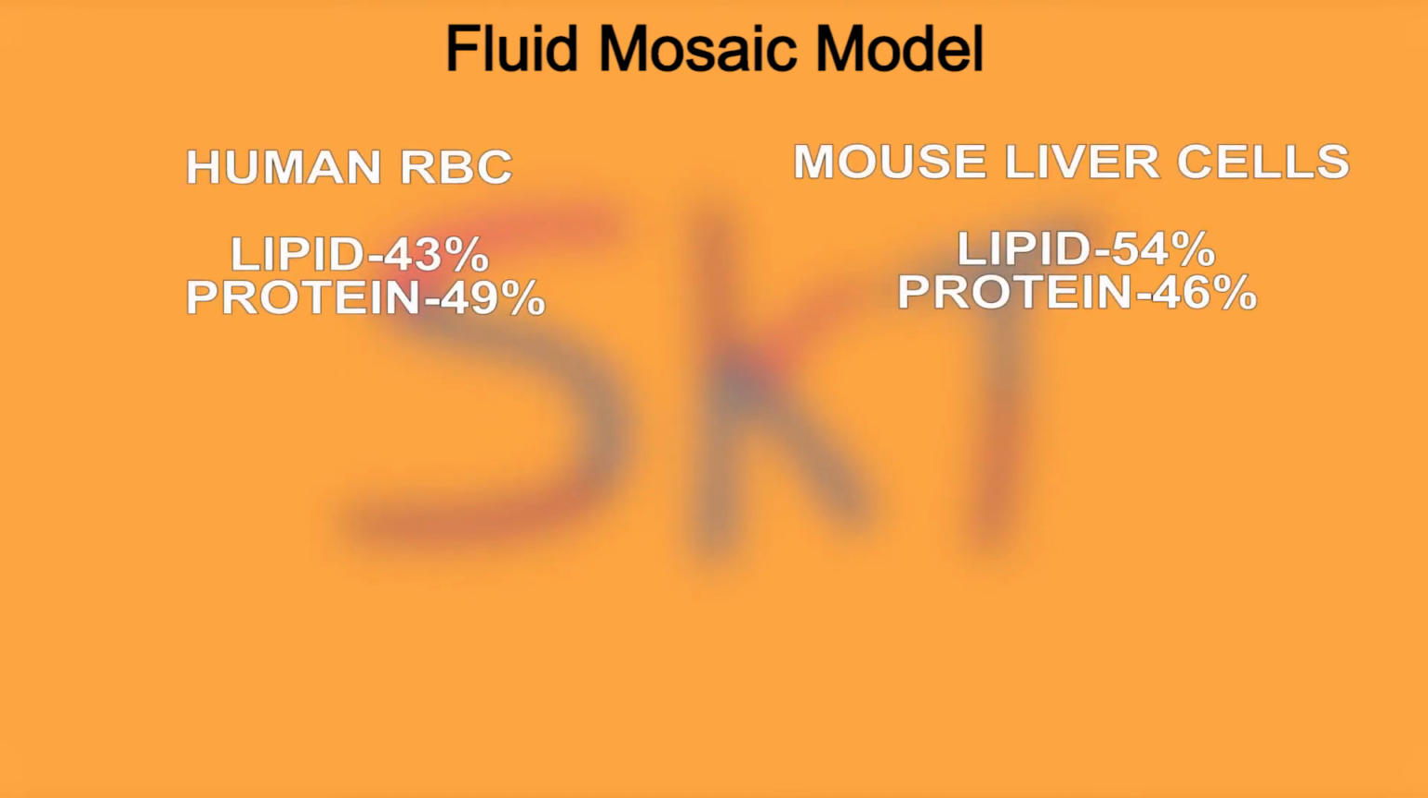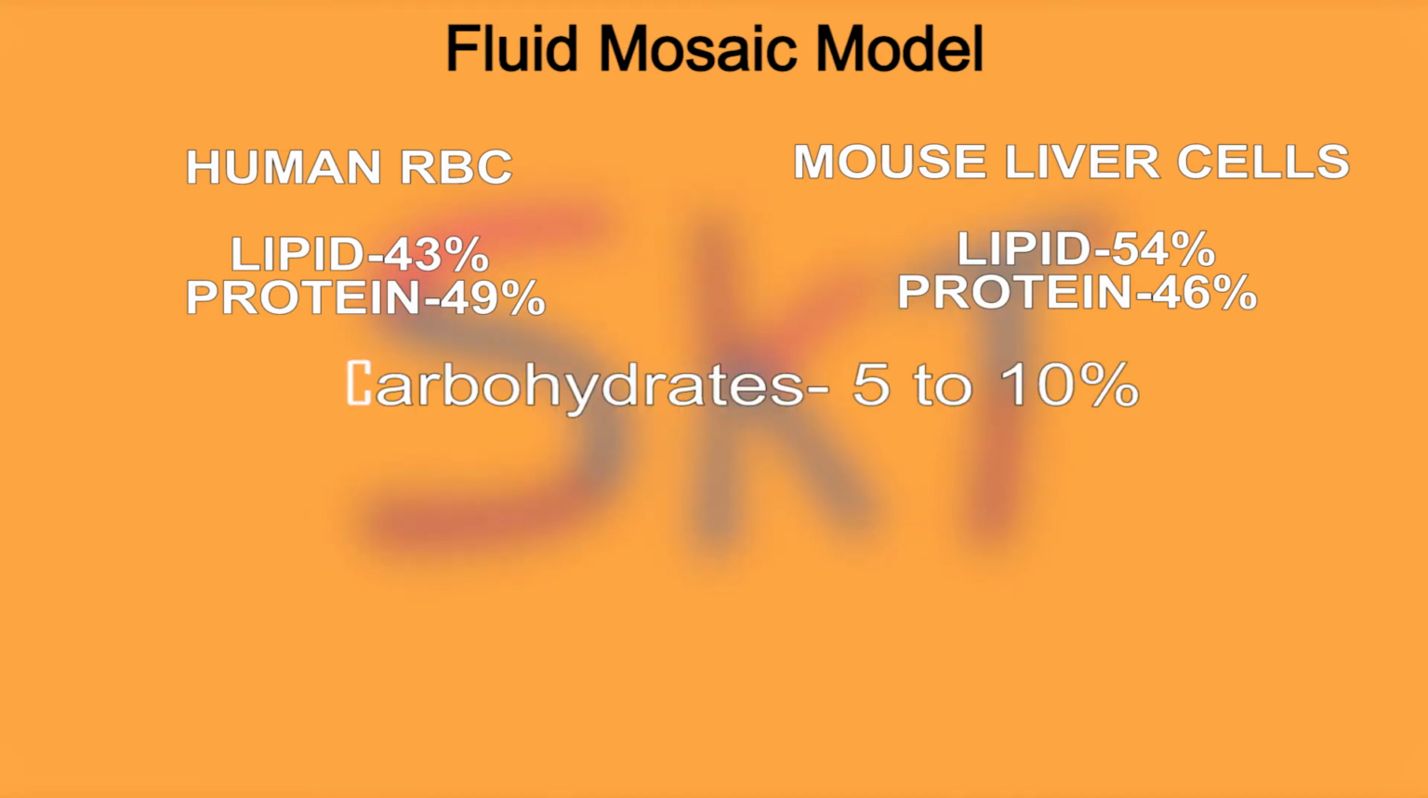For example, human RBCs contain 43% lipids and 49% proteins by weight, whereas plasma membranes of mouse liver cells have 54% lipids and 46% proteins by weight. Apart from proteins and lipids, carbohydrates are also present and comprise 5 to 10% of plasma membrane mass.